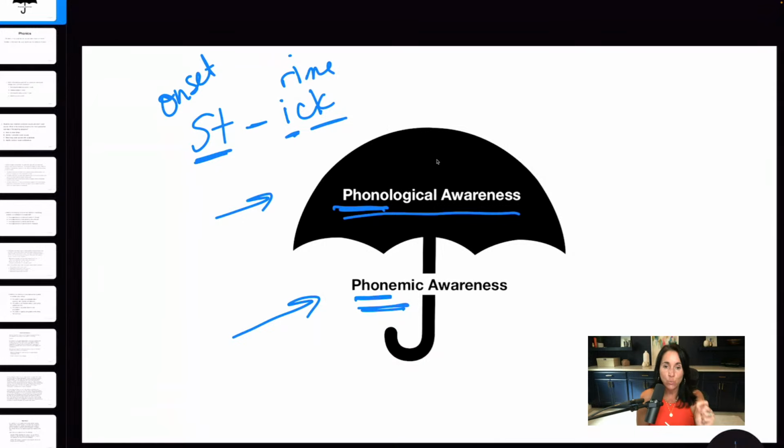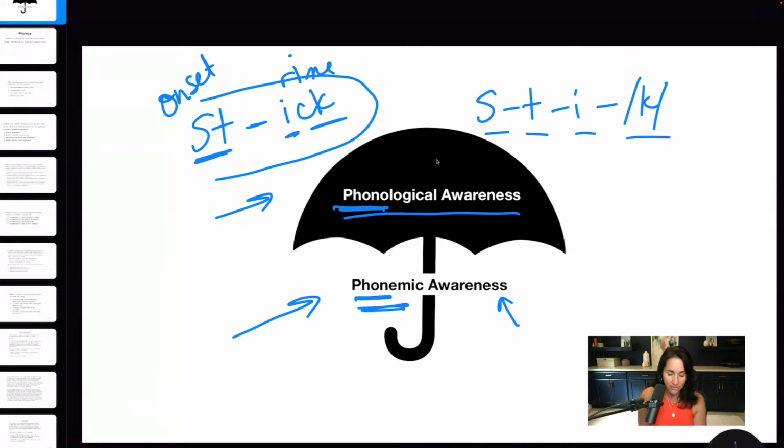Phonemic awareness is much more nuanced. That's why it's under the umbrella here. Phonemic awareness is breaking it up by individual sounds. S, t, i, and I'm going to make this a K sound, k. Notice that it's much more nuanced. I have to break up the S and the T sound because phonemic awareness is each individual sound, whereas phonological awareness is chunks of sounds in the words.